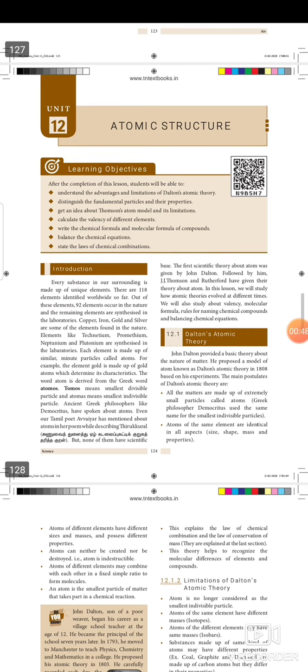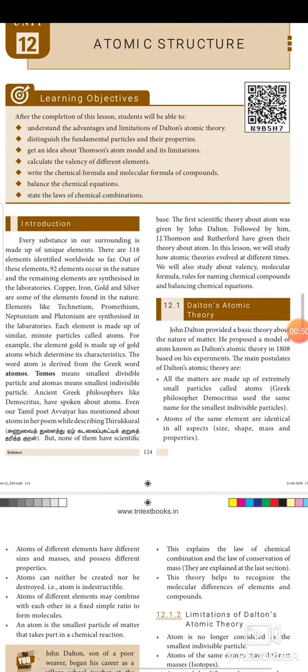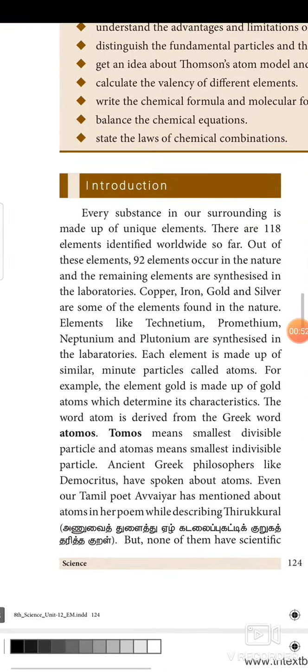Each element is made up of similar minute particles that are called atoms. For example, the element gold is made up of gold atoms, which determine its character. The word atom is derived from the Greek word atomos. Tomos means smallest divisible particle and atomos means smallest indivisible particle, because in the earlier stage they thought the atom cannot be divided further. Ancient Greek philosophers like Democritus have spoken about atom.